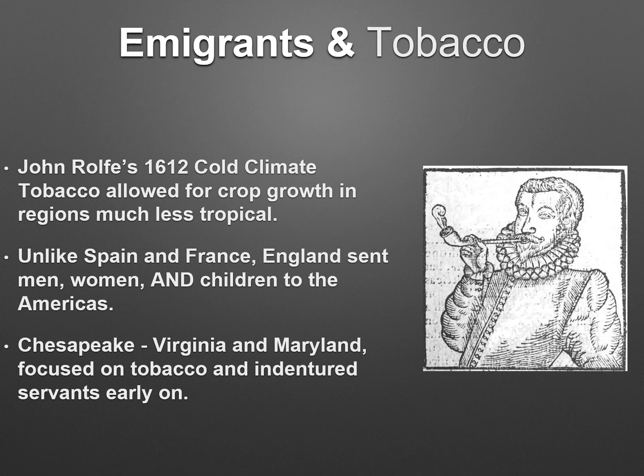In 1612, John Rolfe is able to bring to Jamestown something that really changed everything, and that's going to be cold climate tobacco. Now, tobacco on its own grows in tropical weather, and you might not think of Virginia as cold climate, but in the same way you might think of Canada as cold climate, it gets cold enough that this tropical plant cannot survive. This breed of tobacco can.